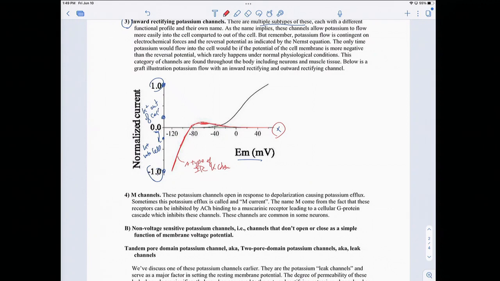That is the value where, if the membrane potential is at that reversal potential, then the net forces acting on the potassium, moving it out of the cell and into the cell, are the same. So there's no net movement or no net force on it. Therefore, the membrane is at the Nernst value, which means there's no net movement of potassium.